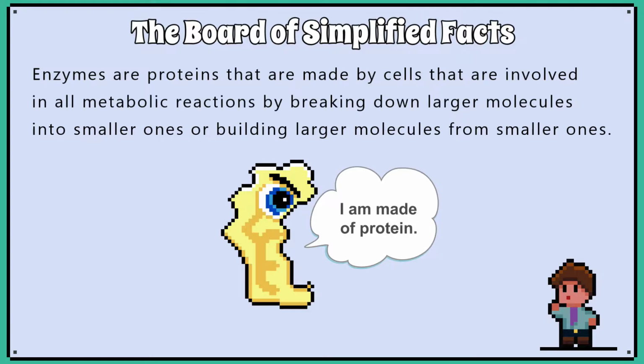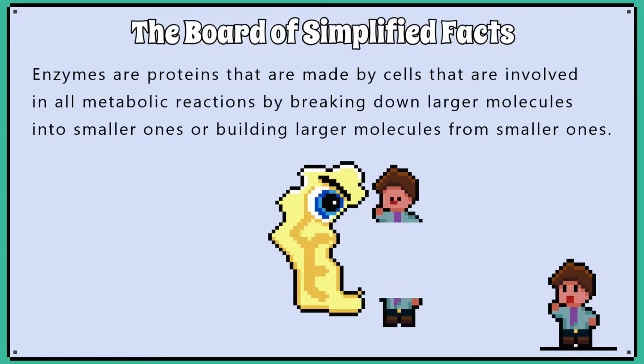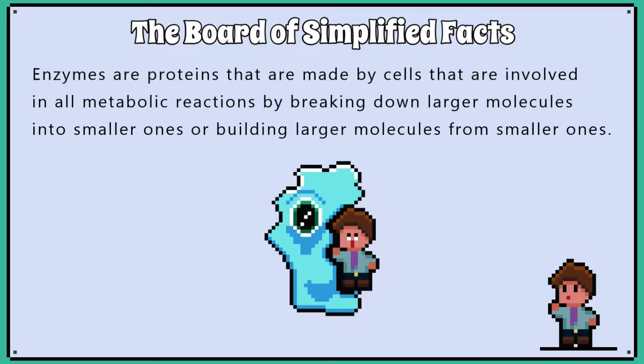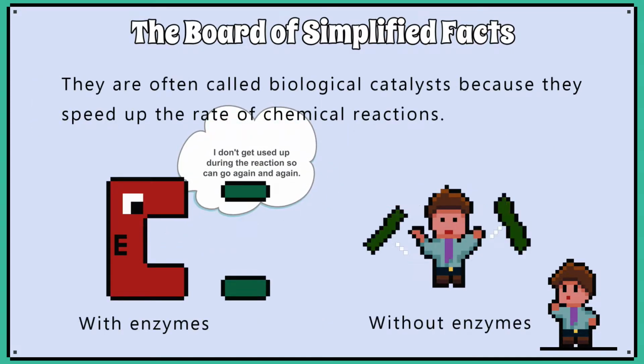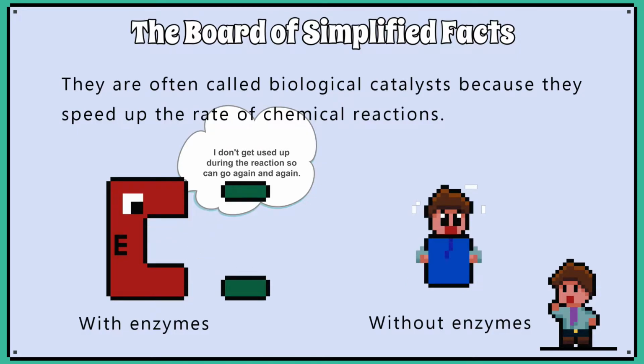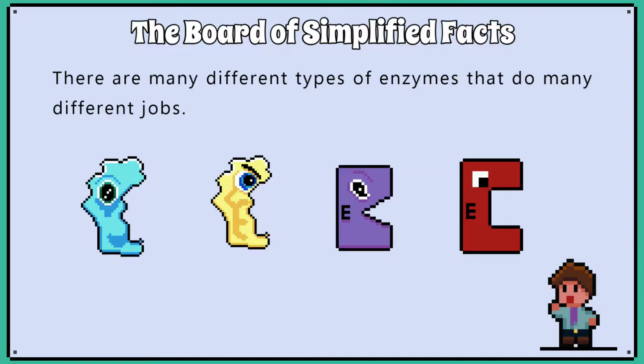Enzymes are proteins that are made by cells that are involved in all metabolic reactions by breaking down larger molecules into smaller ones or building larger molecules from smaller ones. They are often called biological catalysts because they speed up the rate of chemical reactions. There are many different types of enzymes that do many different jobs.